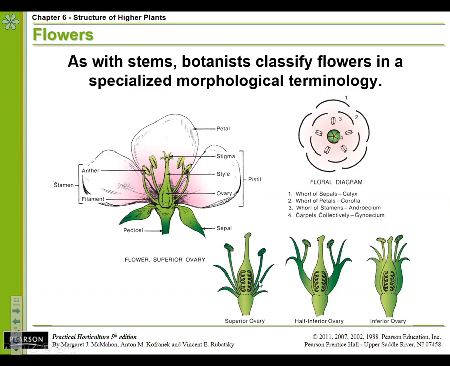So below here, we've got the superior ovary, where the ovary is arranged above most of the flower parts, half inferior, where it's kind of arranged with the flower parts, and then an inferior ovary, where the floral parts are actually above the ovary. And that's important in identifying different plant species.